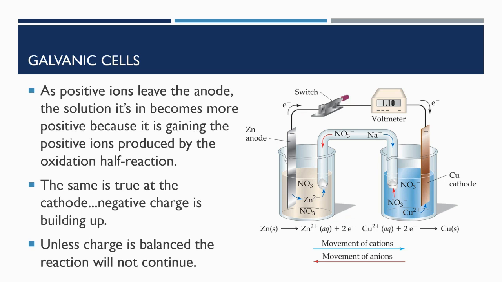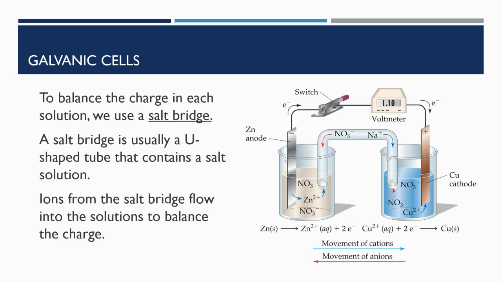As positive ions leave the anode, the solution becomes more positive because the zinc ions are going into the solution. And the same is true on the other side. As copper ions leave, the solution becomes more negative. That cannot be. You cannot have unbalanced charge in these two half solutions. And so what happens is we have to balance the charge somehow. The way we balance this charge is by using what's called a salt bridge. This is something that will complete the circuit. And if you've taken physics, you know that electrons won't flow through a circuit unless the circuit is complete. And so a salt bridge completes the circuit.